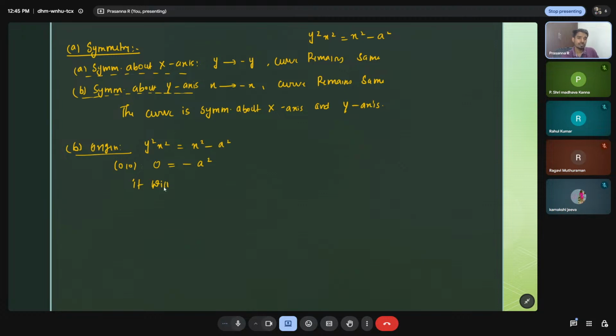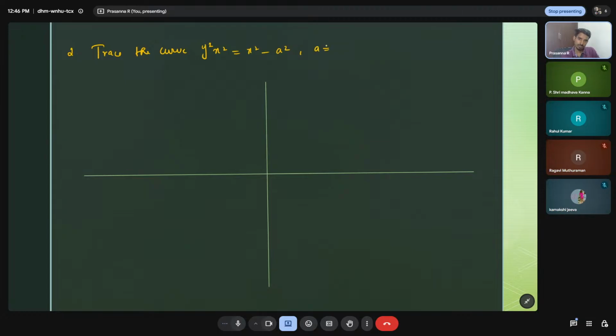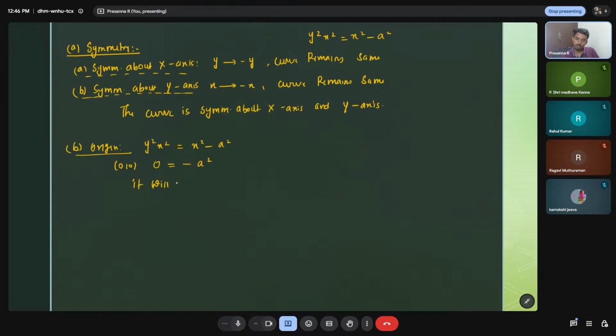We'll assume that a is not equal to 0. If a is equal to 0, then what will happen? y square is equal to 0. Nothing to trace in the curve. Actually, in the question, we have to mention that a should not be equal to 0. If a is equal to 0, then you will have y square is equal to 0. That means y is equal to 0, which is nothing but your x-axis, right? So let us assume that a is not equal to 0. It will not pass through origin. The curve is not passing through origin.